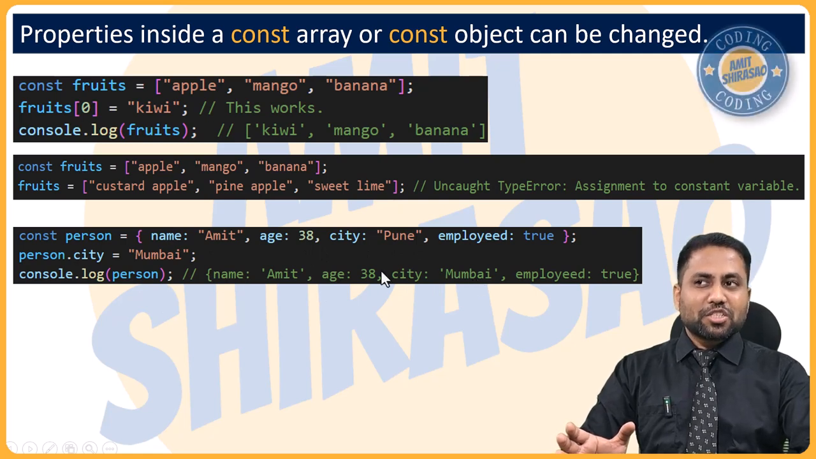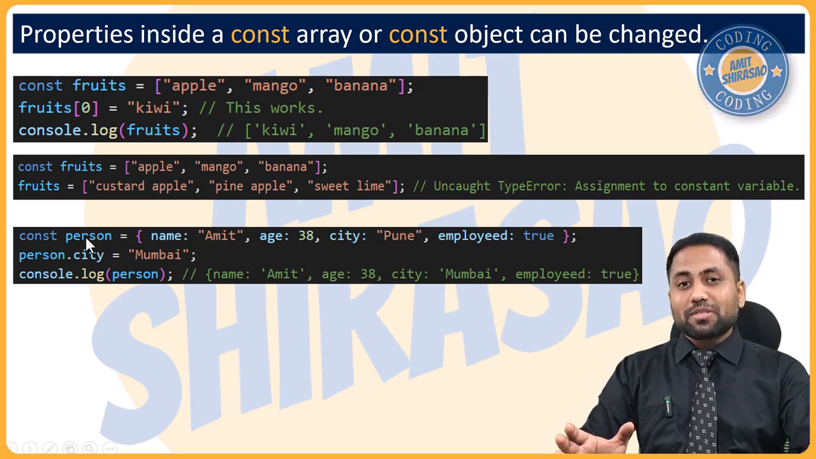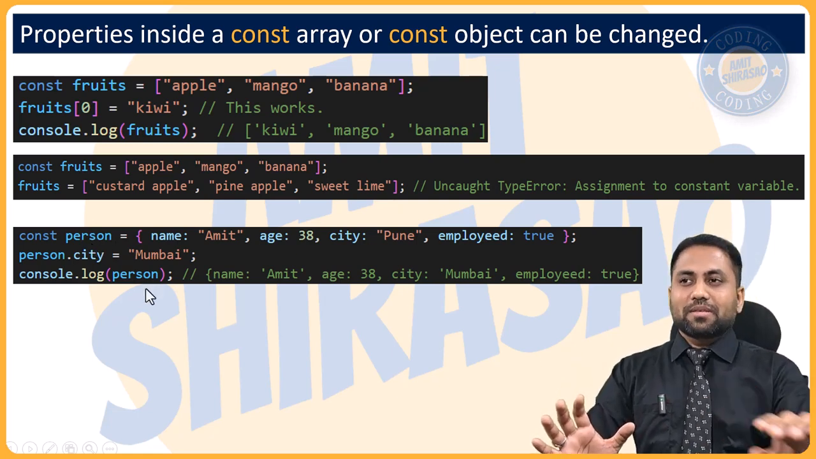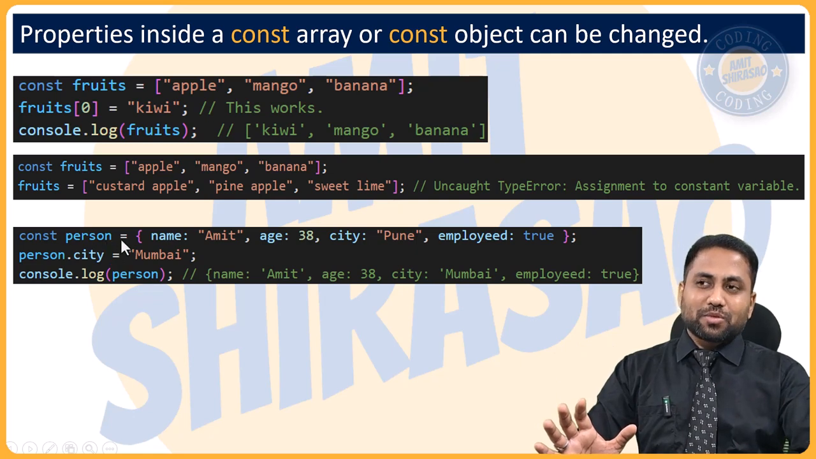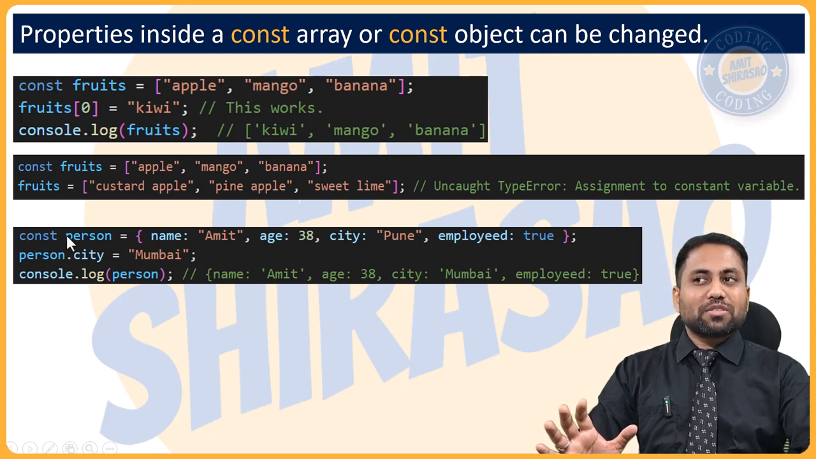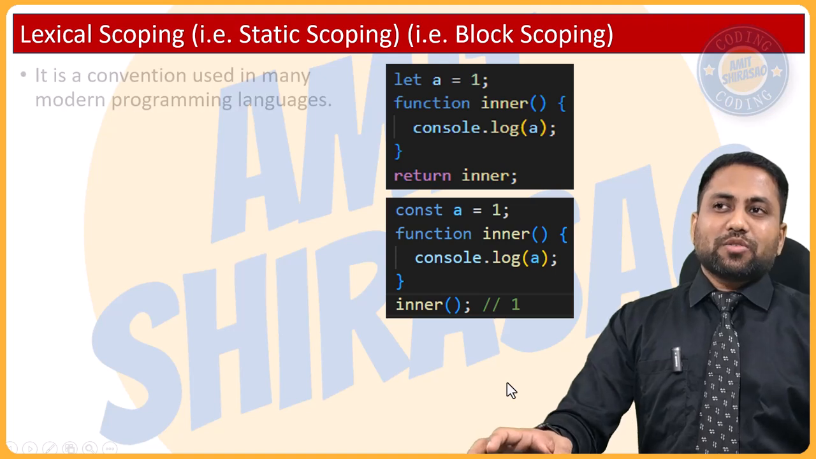right? So you can change properties of the array, but you cannot assign an altogether different array to a const object variable. Okay, by array I meant object. So you can change the properties of an object, but you cannot assign an altogether different object to a const variable. Okay, this is not possible. Assignment to a constant variable. Got the idea? Lexical scoping we saw.